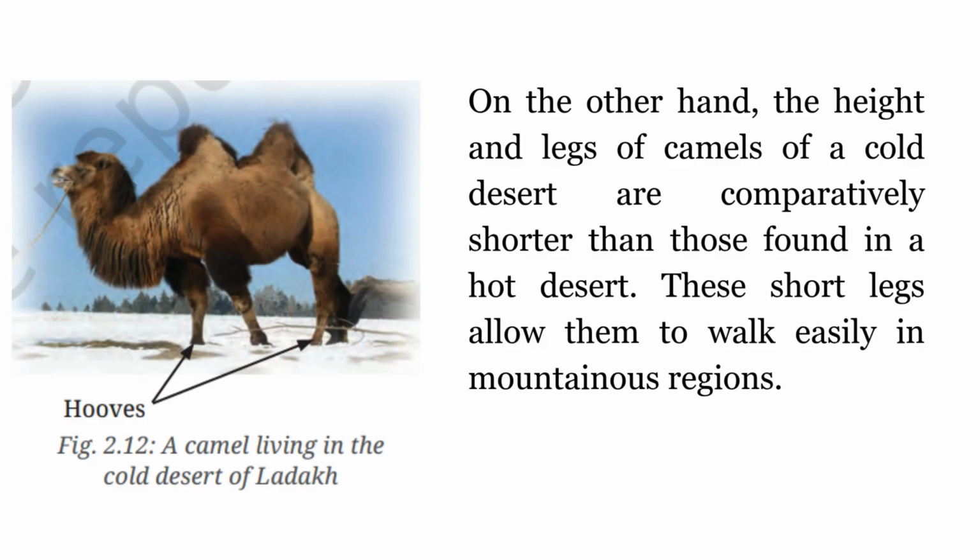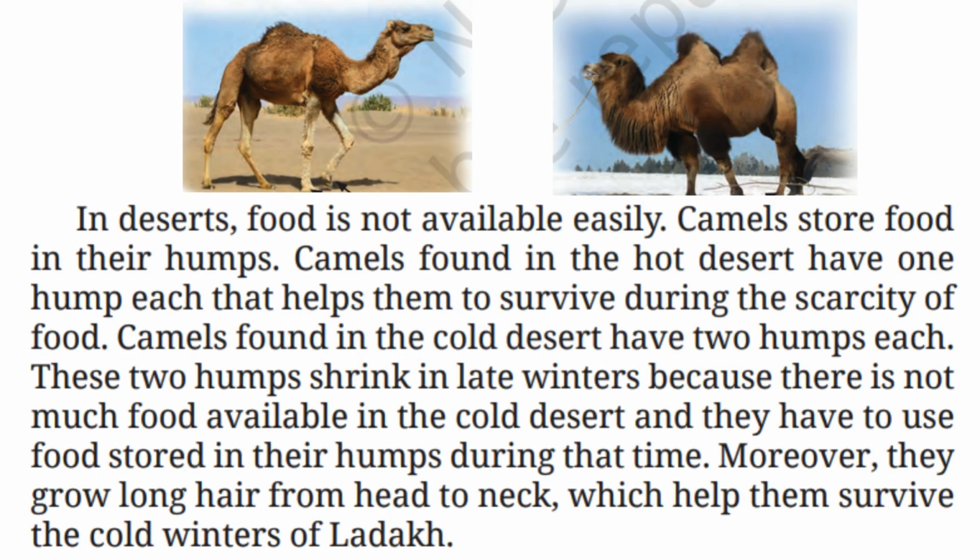These short legs allow them to walk easily in mountain regions. In deserts, food is not available easily. Camels store food in their humps. Camels found in the hot desert have one hump each that helps them to survive during the scarcity of food.